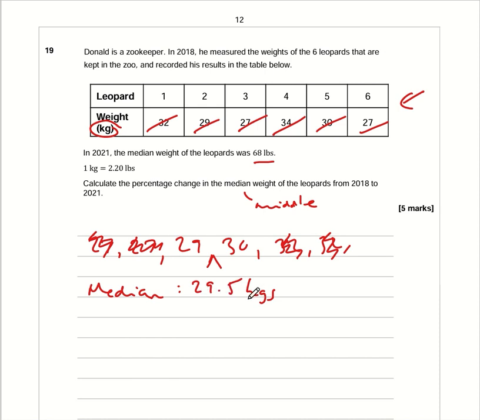Now what I want to do is convert 29.5 kilos into pounds, because I'm comparing the median with 68 pounds. So if 1 kilo is 2.2 pounds, then 29.5 kilos is 29.5 multiplied by 2.2 pounds, and that comes to a total of 64.9. So 64.9 pounds.